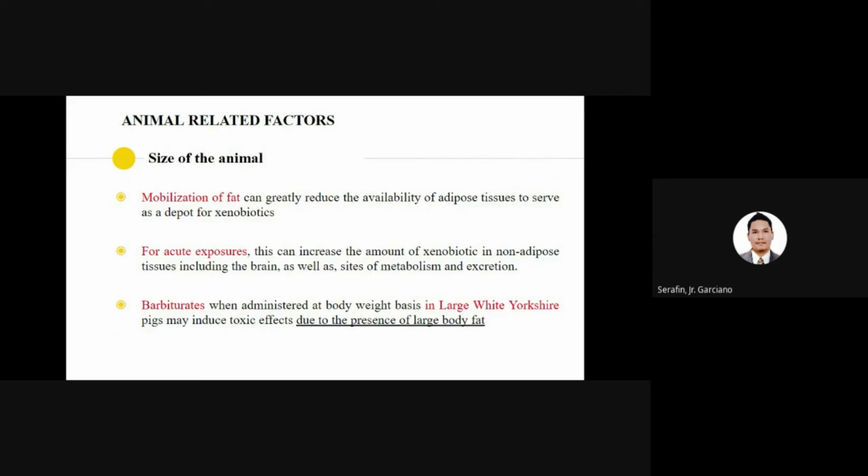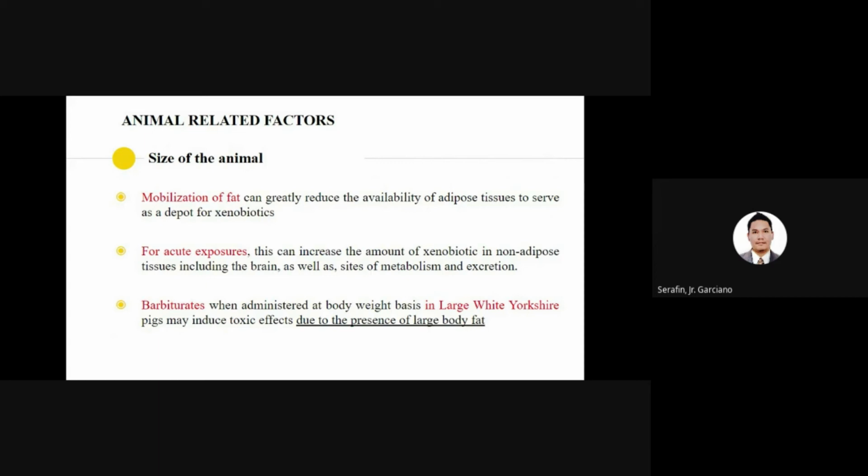leading to toxicity. As we all know, xenobiotic is a term used to describe chemical substances that are foreign to an animal. So this includes drugs, pesticides, cosmetics, flavoring, fragrances, food additives, and etcetera. And for acute exposure, this can increase the amount of xenobiotics in non-adipose tissues, including the brain, as well as the sites of metabolism and excretion.